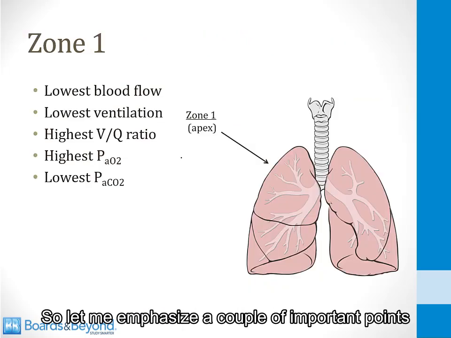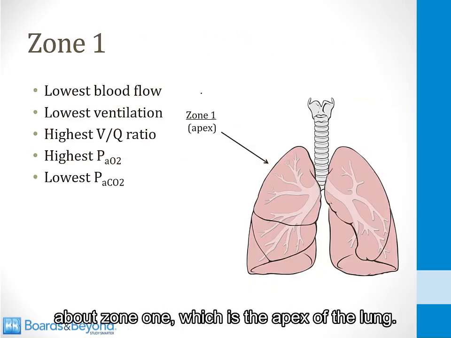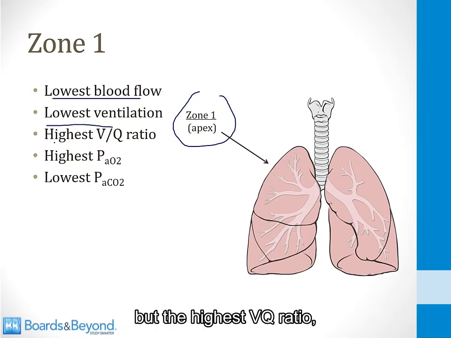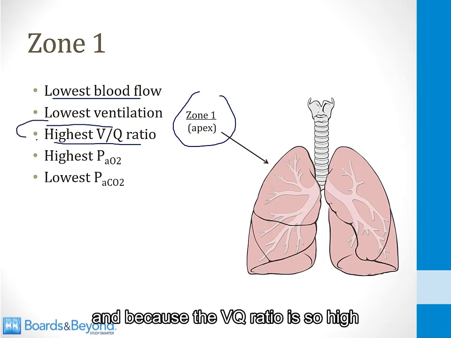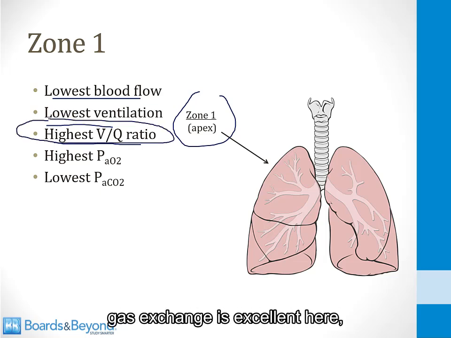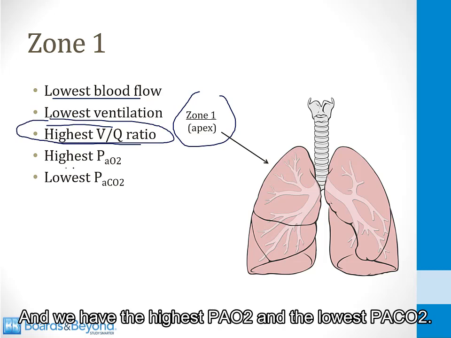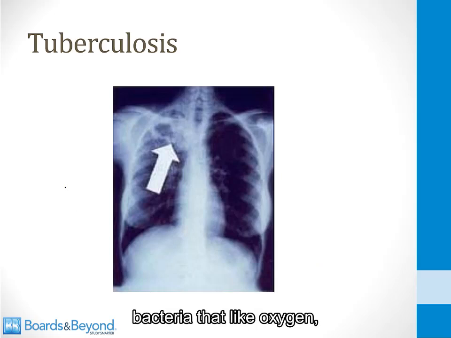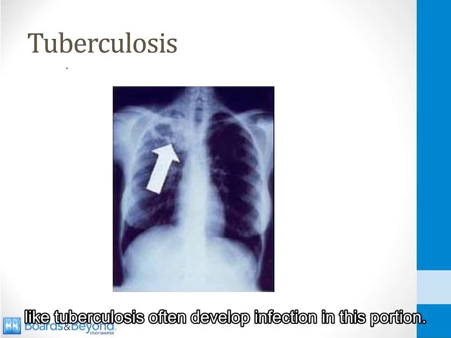So let me emphasize a couple important points about zone 1, which is the apex of the lung. It has the lowest blood flow and the lowest ventilation, but the highest VQ ratio. And because the VQ ratio is so high, gas exchange is excellent here, and we have the highest PaO2 and the lowest PaCO2. And because the PaO2 is so high in the apex of the lungs, bacteria that like oxygen, like tuberculosis, often develop infection in this portion.